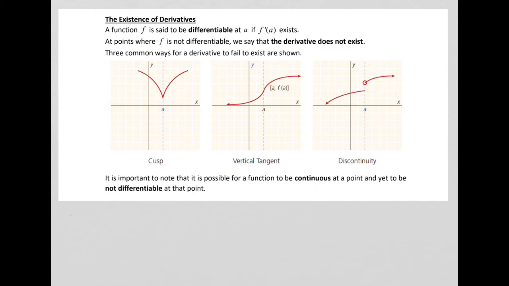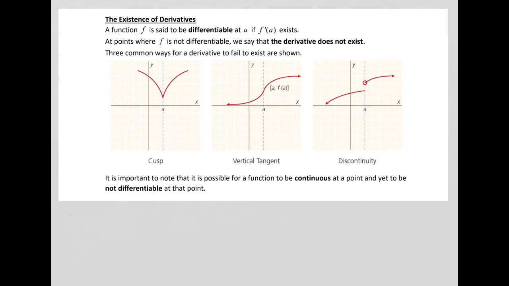So let's look at the three graphs here. The very left-hand side one, you can see at this point, if you draw a tangent line, it is a vertical line. And this type of graph, we call a cusp. That means at this point, we say the function is not differentiable because the slope of a tangent is undefined.